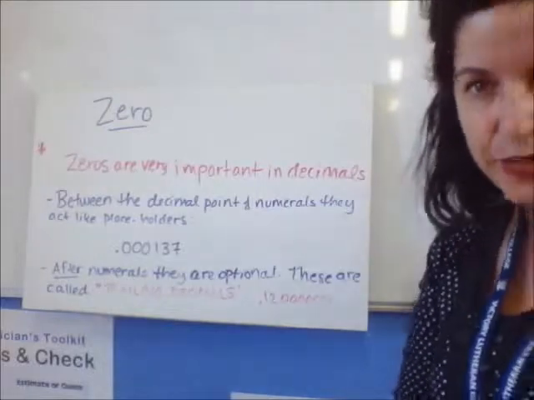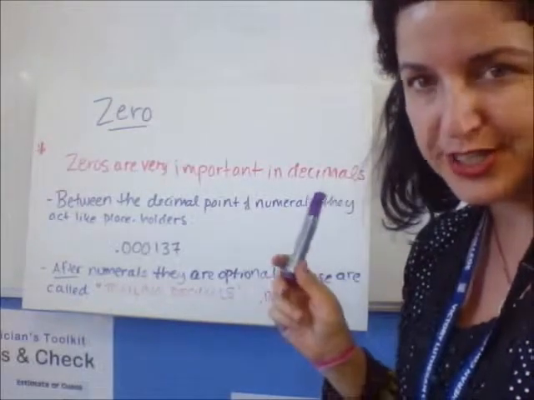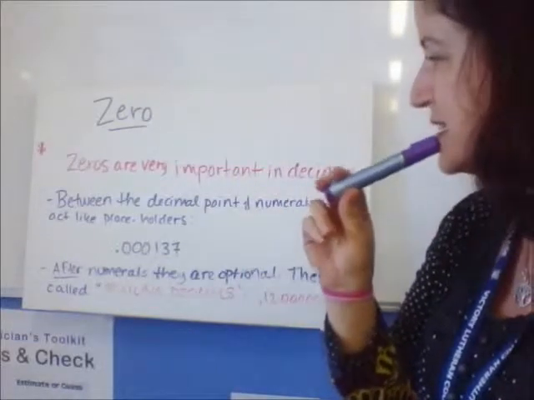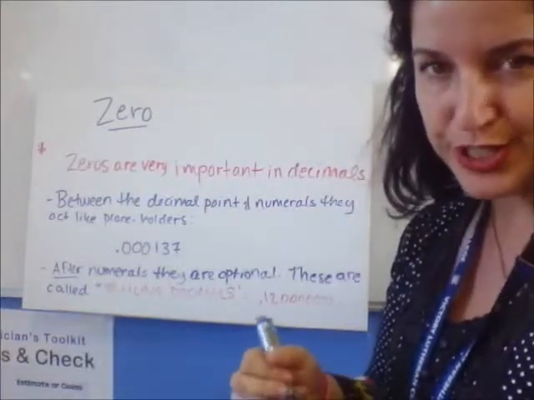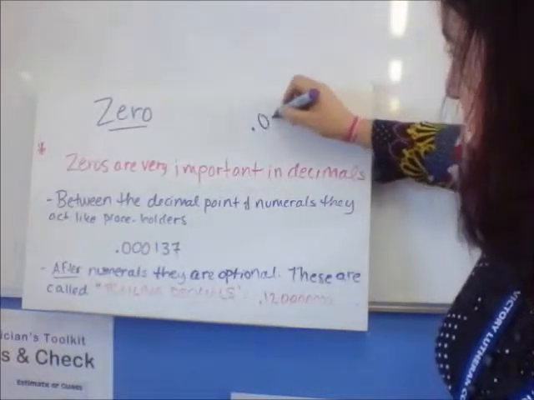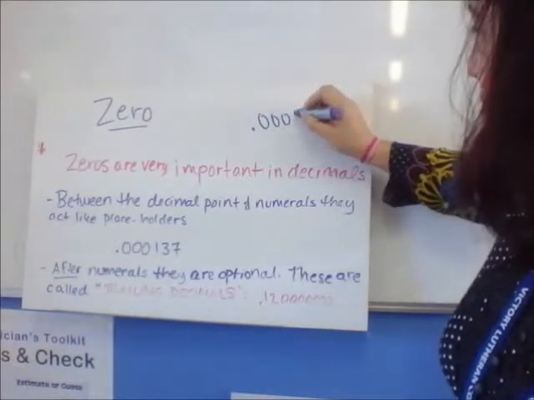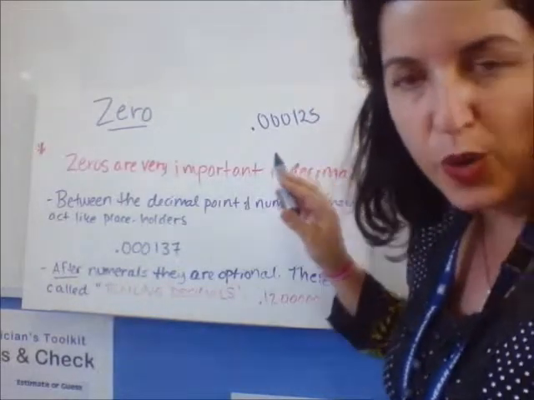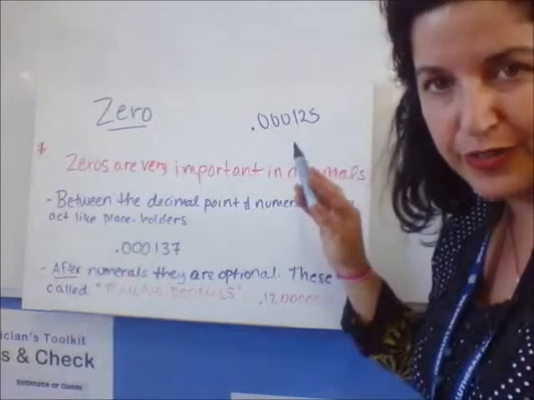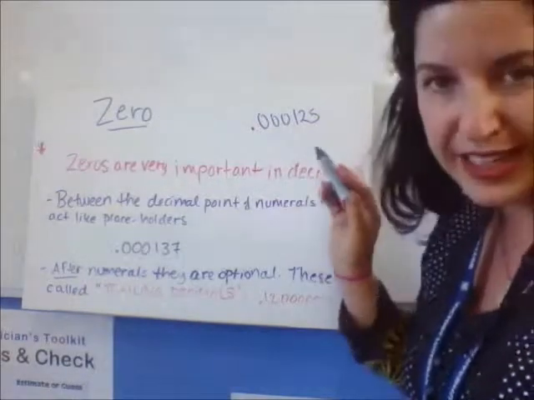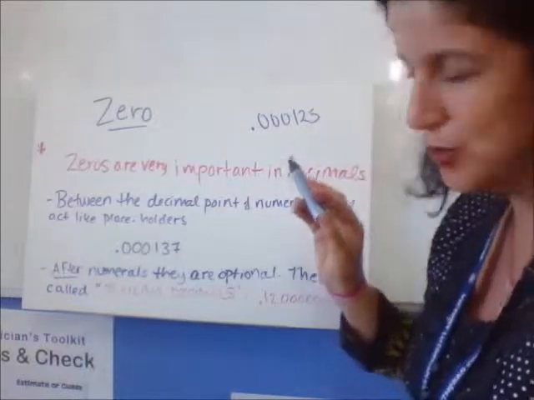Now, zeros are very important to decimals. Zeros are really important because they act like placeholders. So, for example, if I've got something like 0.000125, those 3 zeros there are actually holding the place value for the number so that you know exactly how far away it is from the decimal.